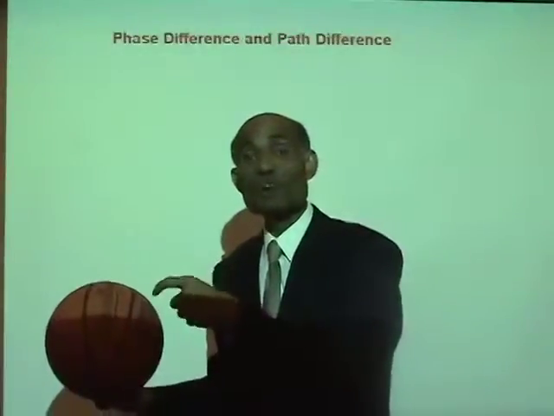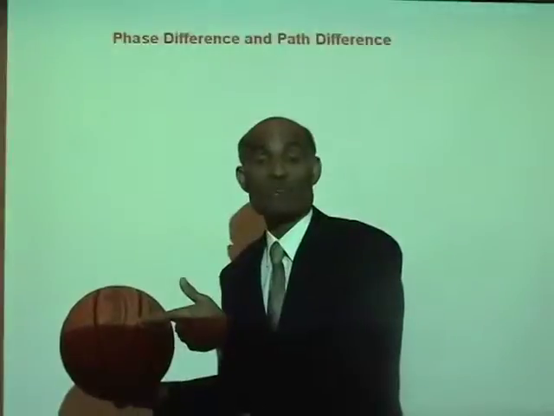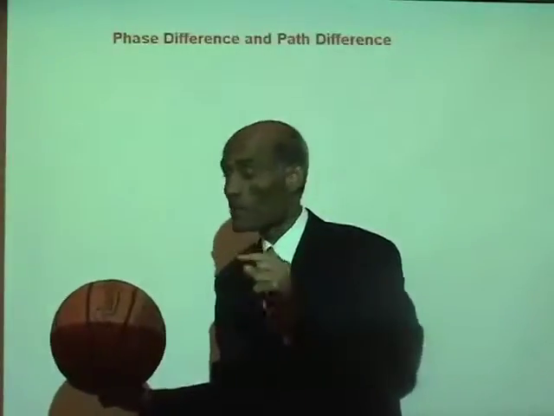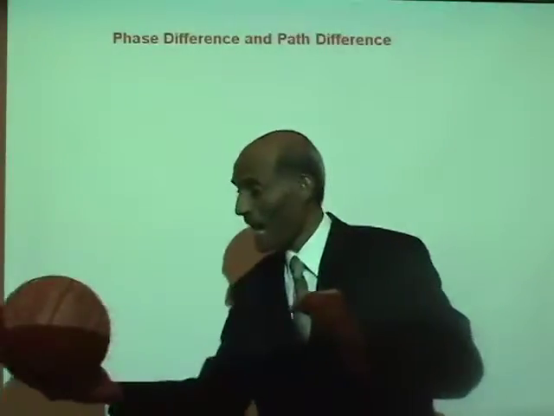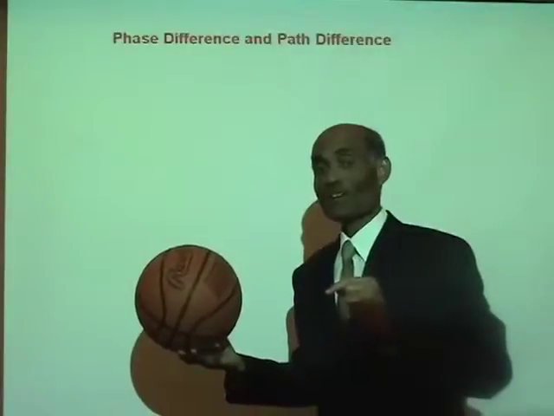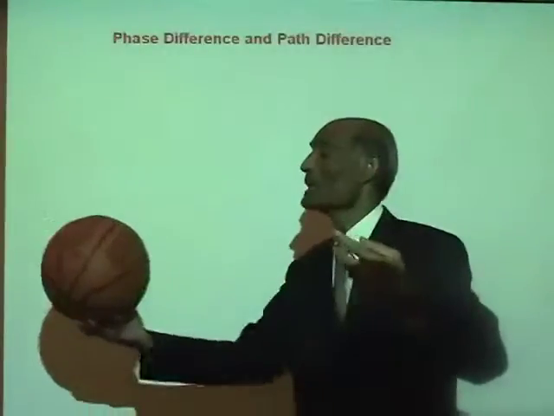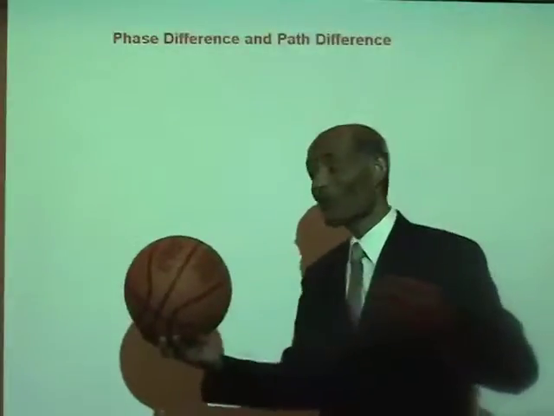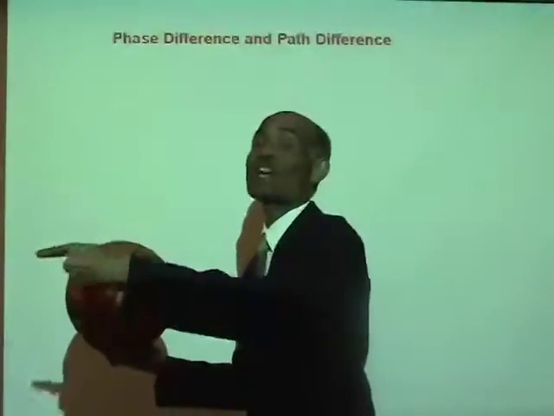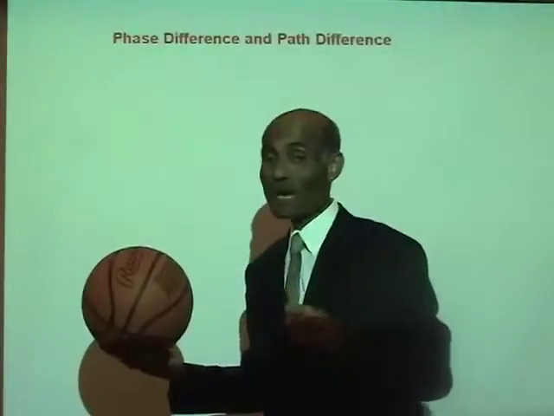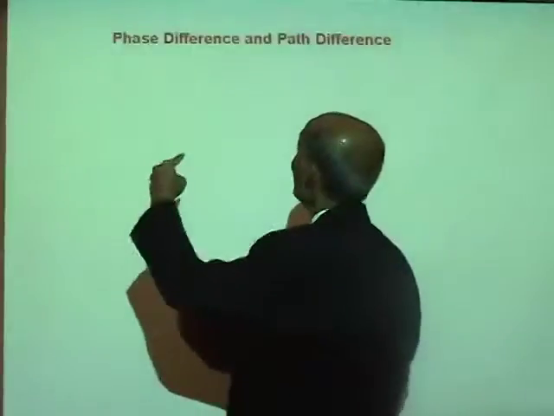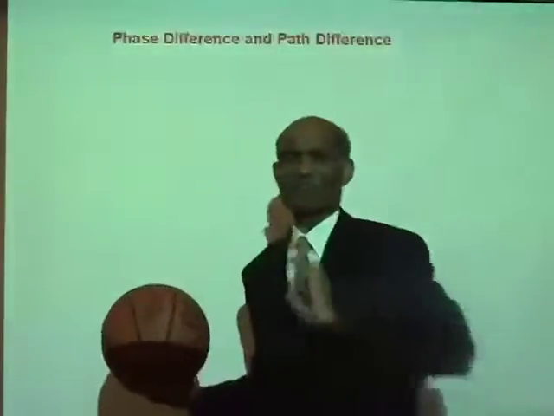If the phase is 0, it means it is beginning to vibrate. If the phase is pi, it means it has completed half a vibration. If the phase is 2 pi, it means it has completed one full vibration and is going to start again. Alright? Okay, so phase difference and path difference.